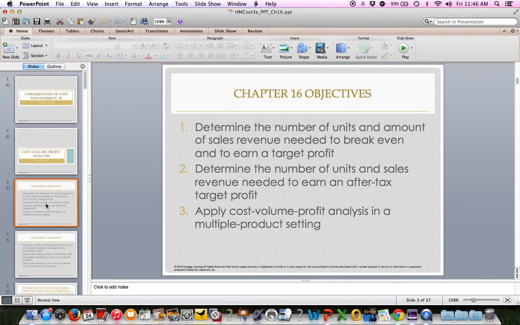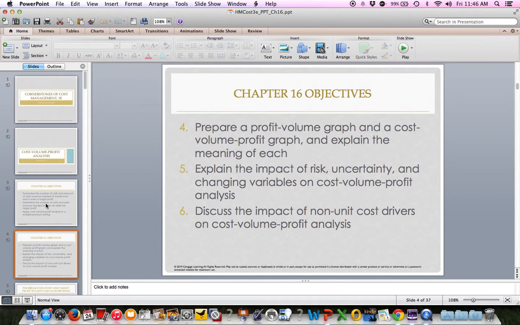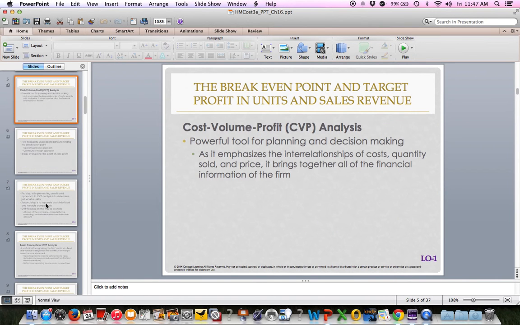And so we can do that with before tax, after tax. We can apply that same information to a multiple product setting, a company that sells more than one product, which obviously is almost everybody. I'm not going to cover the graphs with you, but you could put together a cost volume graph. I'm going to skip that part of the chapter. Explain the impact of risk, uncertainty, and changing variables in CVP. You have to have assumptions when you do CVP. And of course, whenever you have an assumption, reality could turn out to be something else. So that's what they talk about between risk and uncertainty. And then we'll talk about non-unit cost drivers on CVP also.